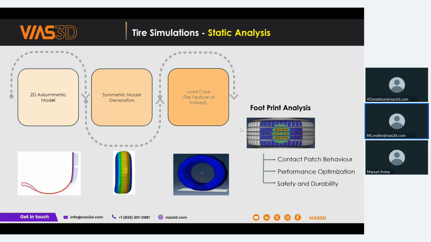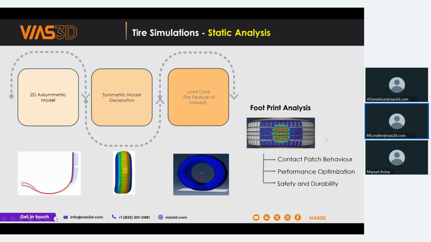So why is the static analysis so important? It is the footprint analysis. Footprint analysis is one of the most important and fundamental steps in any tire simulation, because it is the starting point of many advanced simulations like steady state rolling, brake force evaluation, and tire-road interactions. In contact patch behavior, you will see how the patch is in contact, how the pressure is distributed, and whether any stress concentration is happening when the tire is under static loading.